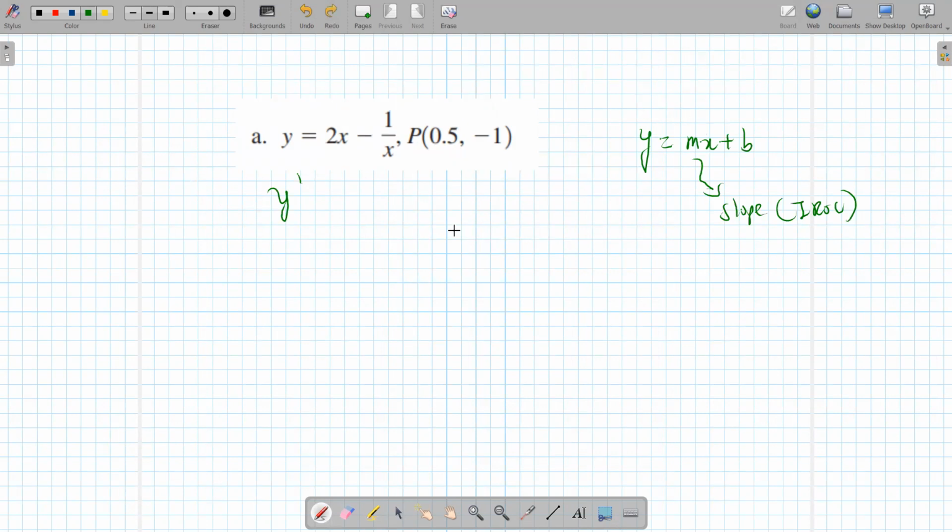So before we worry about that, let's try and find the derivative of this function. 2x is simple. I'll give you 2x. 2x is simply going to be a 2. You drop the x. What about -1 over x? We're going to use the power rule. -1x.